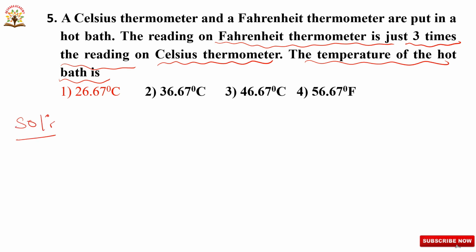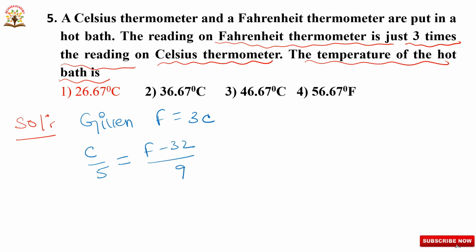Given F is equal to 3C. In this question they have given F as 3C. So now substituting 3C in the place of F in the equation, C by 5 is equal to (F minus 32) by 9. In the place of F we are writing 3C, because in this question they have given that the reading on the Fahrenheit thermometer is just 3 times the reading on the Celsius thermometer. So that's why we are using 3C in the place of F. F is equal to 3C. So C by 5 is equal to (3C minus 32) by 9.